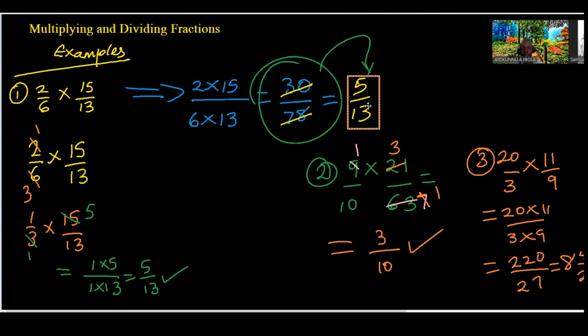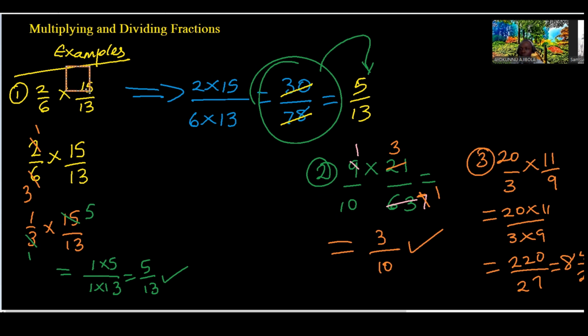Yes, sir. That is the principle we just finished. Okay, instead of doing that and getting that big number that we are reducing to a smaller number, why not look for factors between the denominators and the numerators and see whatever can divide them?